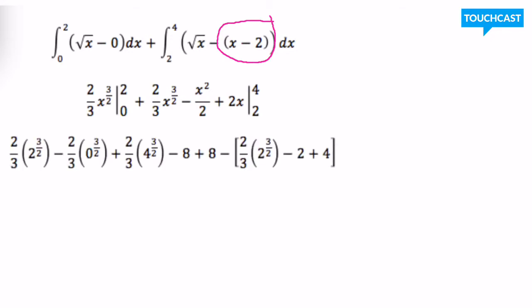Okay, so here I go. I'm going to plug in my upper limit and lower limit. So 2/3 2 to the 3/2 minus 2/3 0 to the 3/2. That's 0. That's good. Plus 2/3 4 to the 3/2 minus 4 squared over 2 makes 8. 2 times 4 also makes 8. And I'm going to subtract away this quantity. It's the quantity I get when I plug 2 into my second antiderivative. So it's going to be 2/3 2 to the 3/2 minus 2 plus 4. I'm going to do lots and lots of canceling and distributing of negatives.